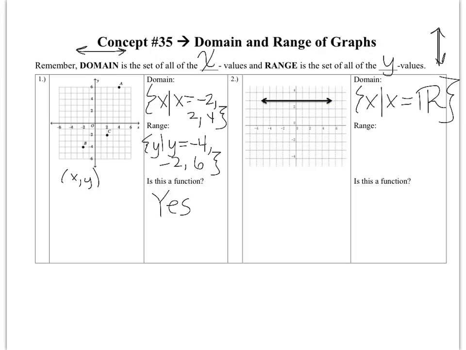Now the range is the y-axis. So if I am imagining what points or point this line hits on the y-axis, if I were to squeeze this line in, it's only going to hit right there, right? This line does not hit any other place on the y-axis. So this would be y such that y equals 3. And don't forget to put it into set notation. And is this a function? Yes, it passes the vertical line test. Okay, let's do a few more.